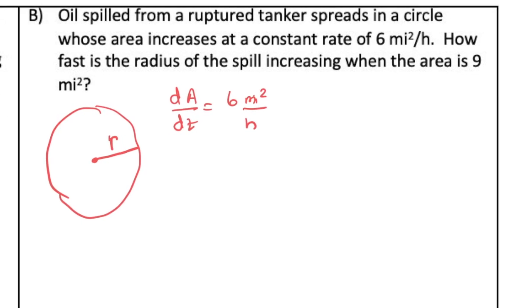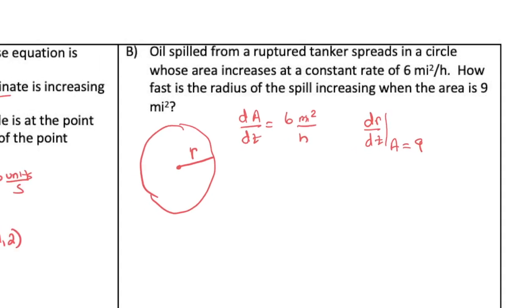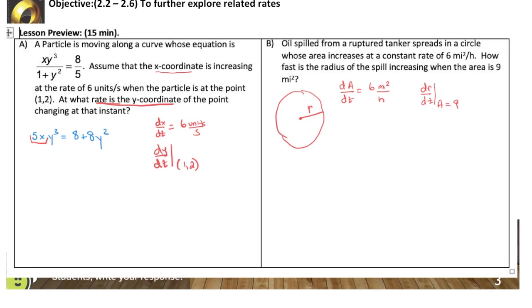The question was asking how fast is the radius of the spill increasing? So we are looking for dr/dt when the area is 9. So you're going to have to do a little bit of work. You need your area equation for the circle, substitute, find derivatives. There's all sorts of good things going on here. So if you have any questions about this lesson preview, make certain you get some help immediately.